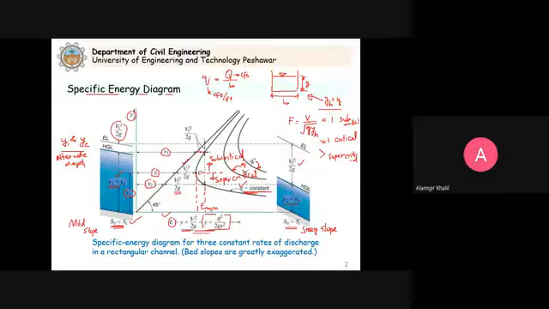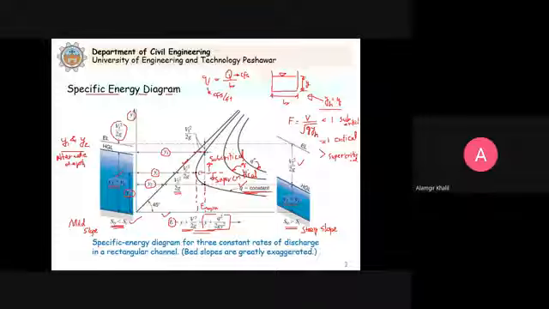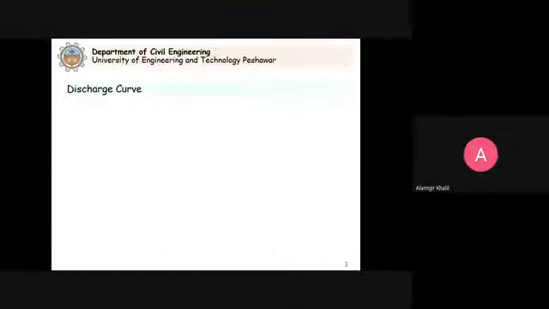In this case, small q is the discharge per unit width for rectangular channels, and for a non-rectangular channel, it must be the total discharge. Clear? So this we already discussed. Now, in addition to the specific energy diagram, we look at this problem from a different angle, and this is known as the discharge curve.